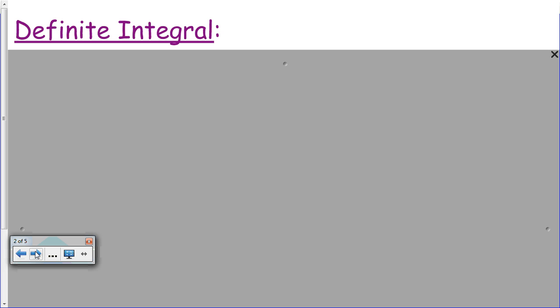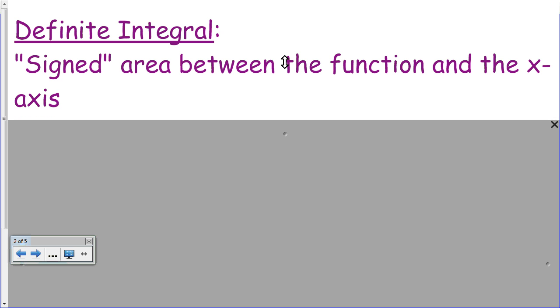So let's start with the definite integral. And we'll give ourselves a simple definition here to start out with. In fact, to simplify this even further, I could simply say that it's just area. But we need a little bit more information than that. So it's the "signed" area between the function and the x-axis. And I say signed area in quotes like that because area by definition is always positive. And we'll find that definite integrals can be positive or negative, depending on the region, depending on the function, depending on the interval that we're talking about. So it's the signed area between the function and the x-axis.